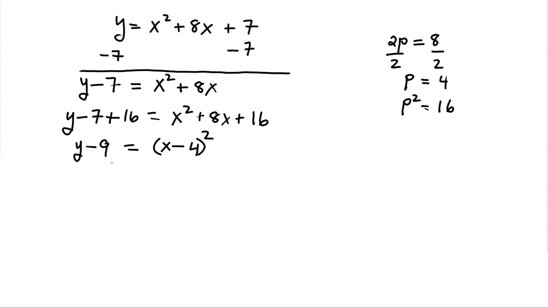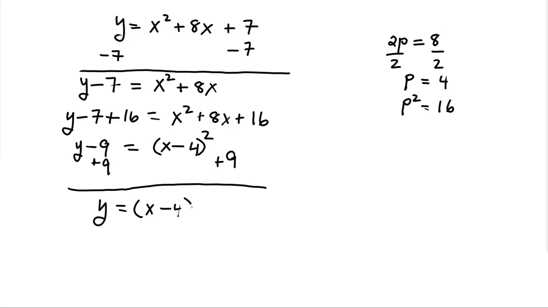So now the only other thing I have to do with this one is bring the 9 back on the other side. I need to add it back over here because I subtracted it in the first place. So now I have y equals x minus 4 squared plus 9. And then I can read the vertex off: 4 comma 9. Alright, let's look at another one.